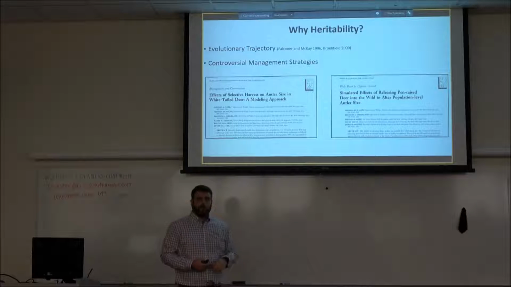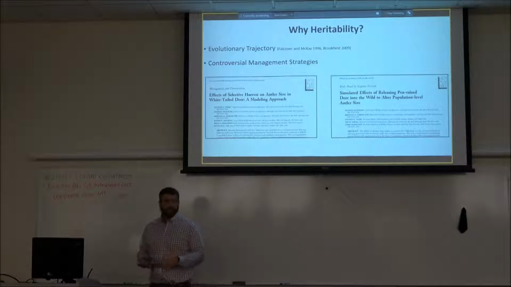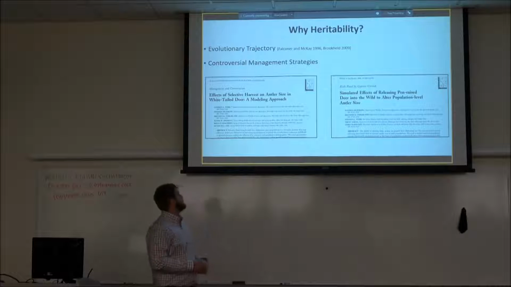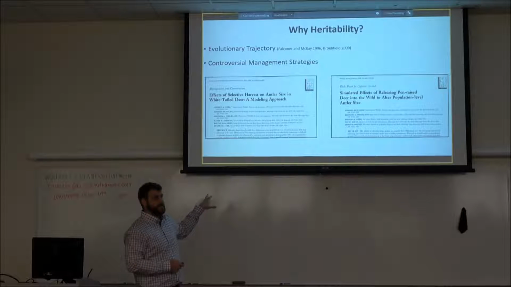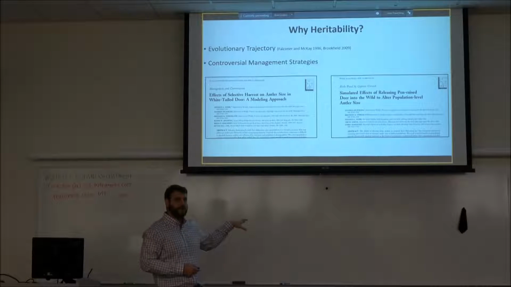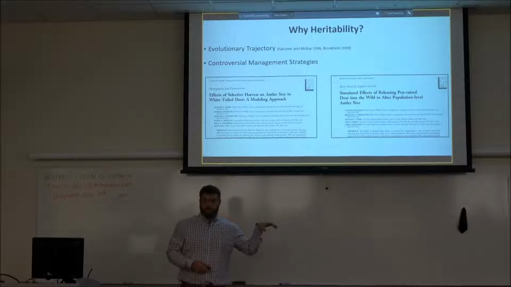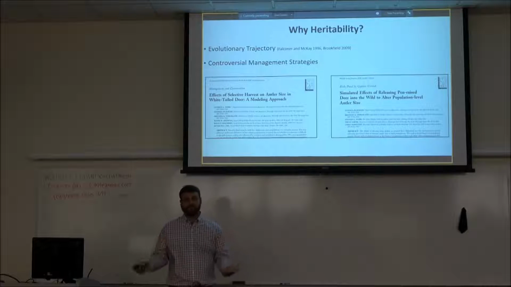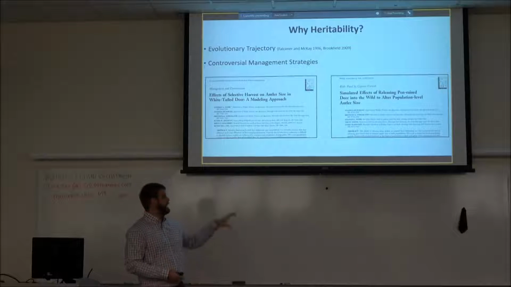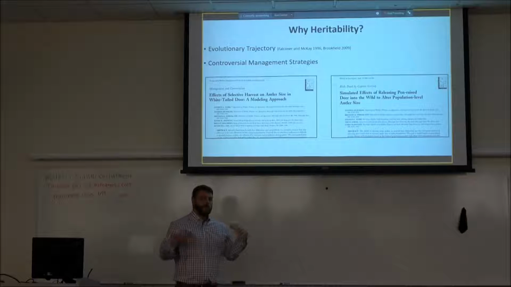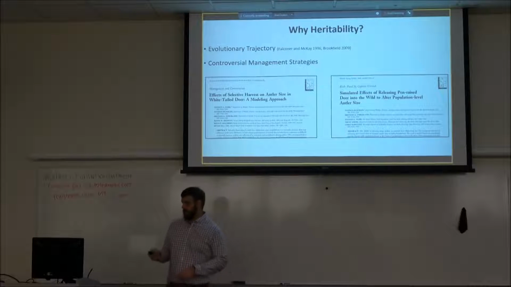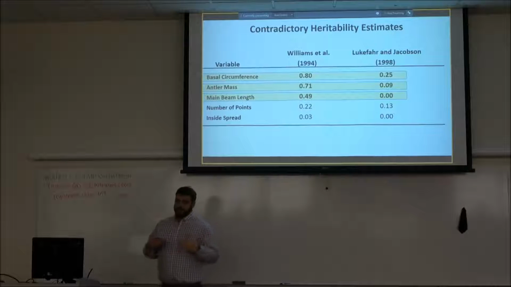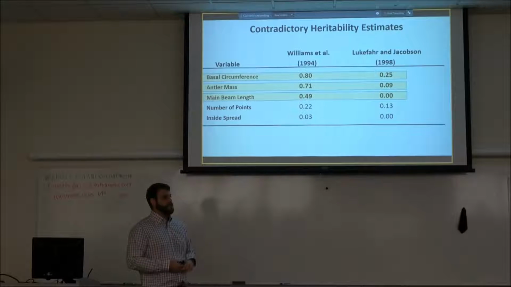Heritability is also a really important metric used in modeling sometimes controversial management strategies, such as assessing the efficiency of selective harvest on younger aged animals. Heritability is a metric that we use in that model. Also, when you're trying to simulate the effects of releasing captive raised animals into the wild, heritability is a metric in that model as well. So we need to have an accurate estimate of heritability to accurately model these strategies. But there's contradictions in the two estimates that we currently have for heritability.